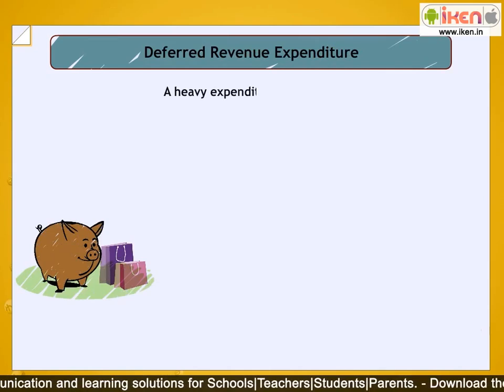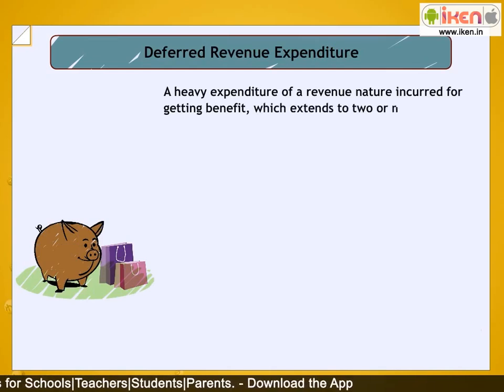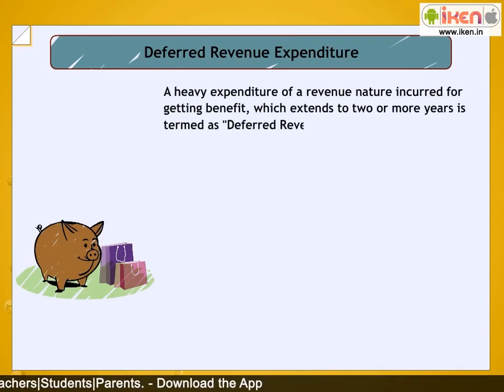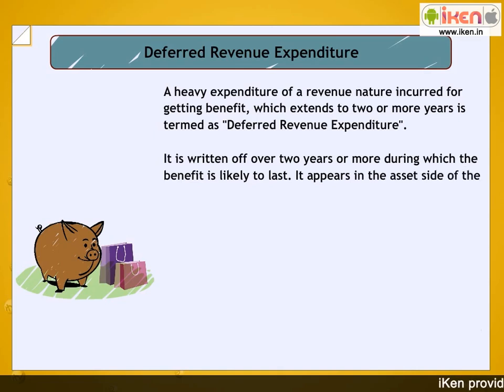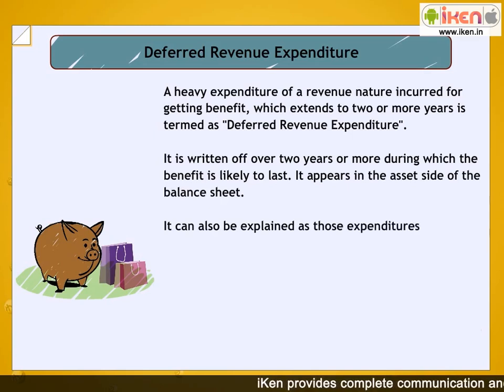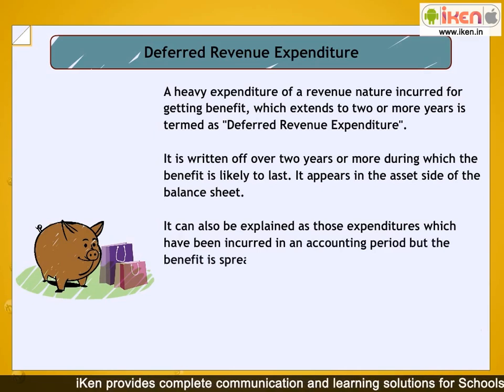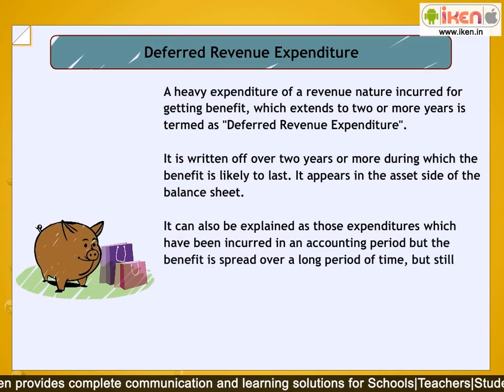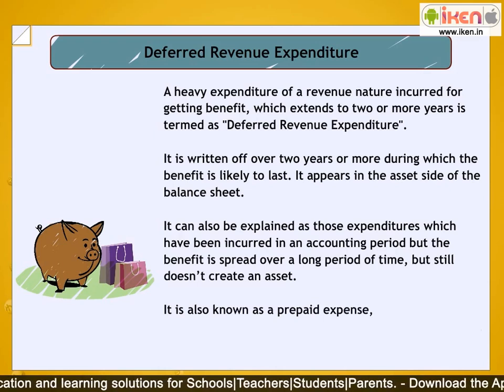A heavy expenditure of a revenue nature incurred for getting benefit which extends to 2 or more years is termed as deferred revenue expenditure. It is written off over 2 years or more, during which the benefit is likely to last. It appears in the asset side of the balance sheet. It can also be explained as those expenditures which have been incurred in an accounting period, but the benefit is spread over a long period of time, but still doesn't create an asset. It is also known as a prepaid expense.